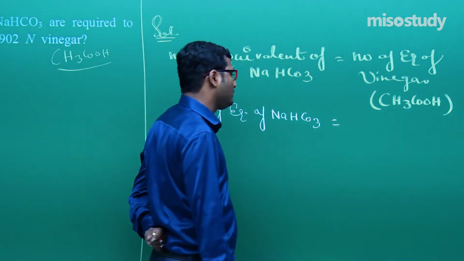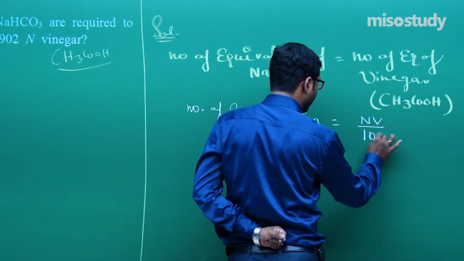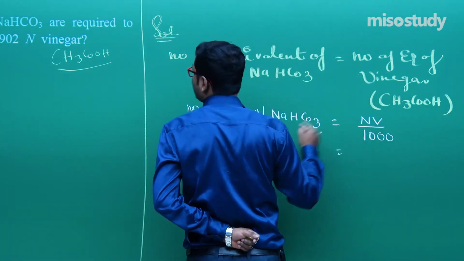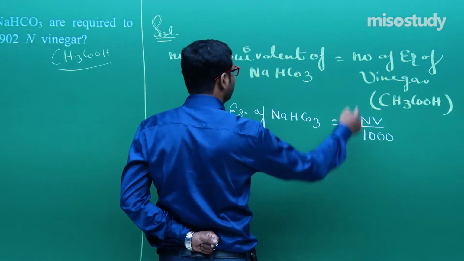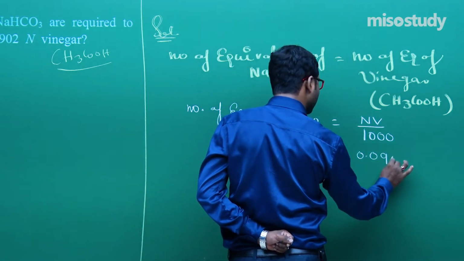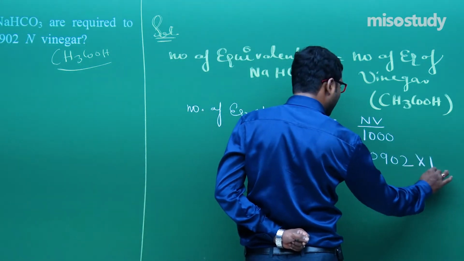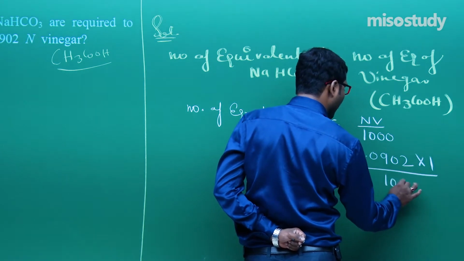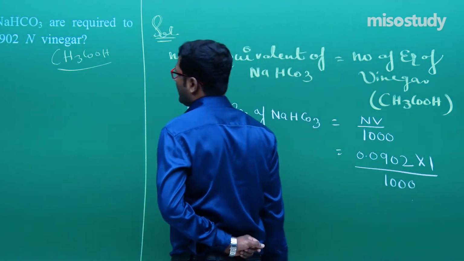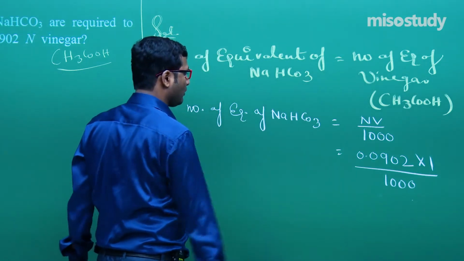That is N into V upon 1000. Clear to you? What is N in this case? That is 0.0902. What is the volume here? 1 ml divided by 1000. Why 1000? To change ml into liters. This is the number of equivalents.